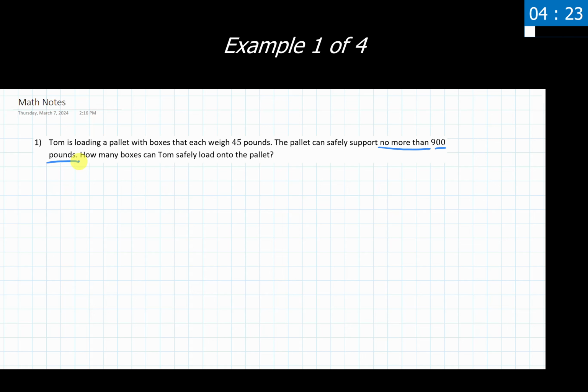Okay, fantastic. We're also told some information about the boxes. Each of the boxes weighs 45 pounds. And we're being asked how many boxes can Tom safely load onto the pallet. Okay, cool. So a number of boxes, each weighing 45 pounds, and I need to make sure that I don't exceed this 900 pound limit.